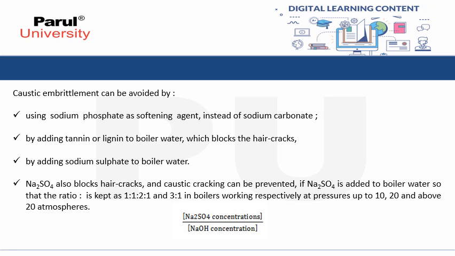So the ratio is kept as 1:1, 2:1 and 3:1 in boilers working respectively at pressures up to 10, 10 to 20, and above 20 atmospheric pressure. The ratio is calculated as sodium sulfate to sodium hydroxide concentration.